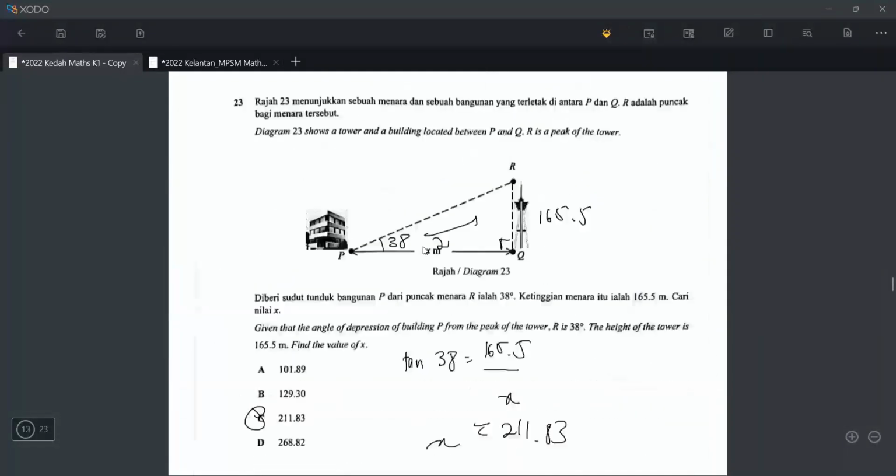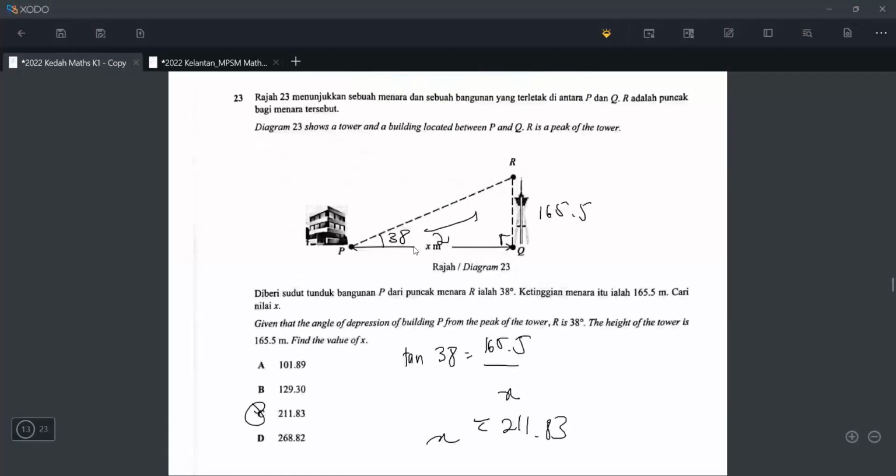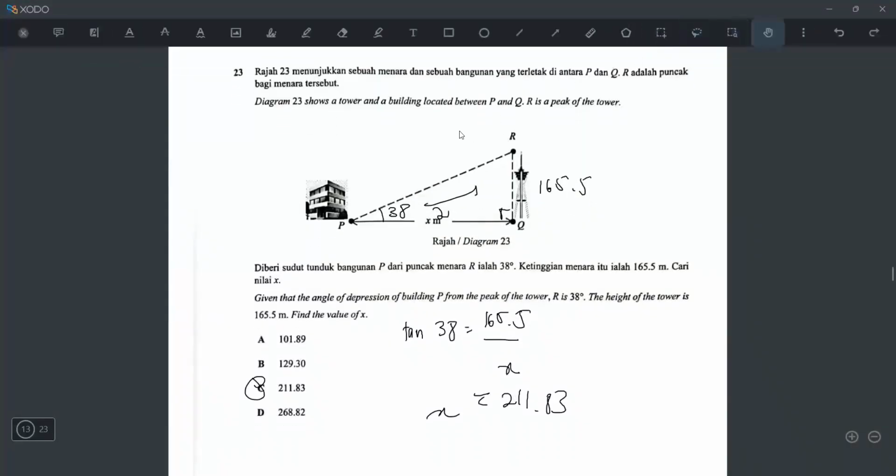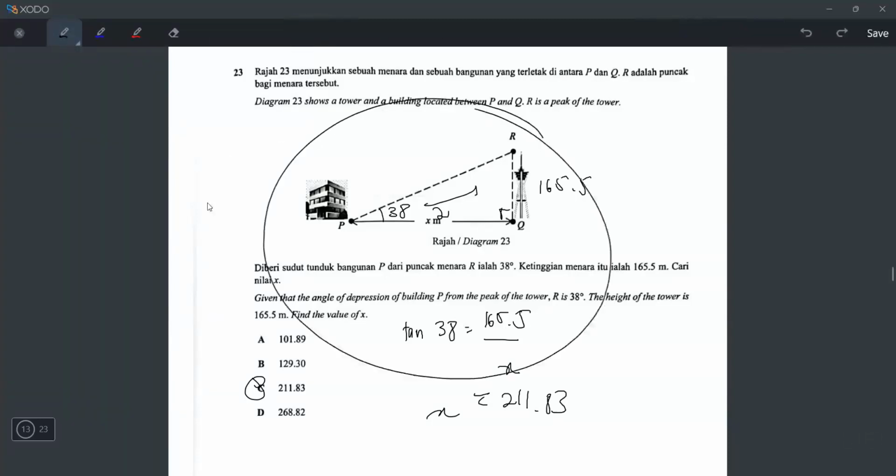Okay, wait. Let me find it. Okay, there. So this is also under the Form 3 chapter. It's called angle of elevation and depression. But this year they asked for depression.